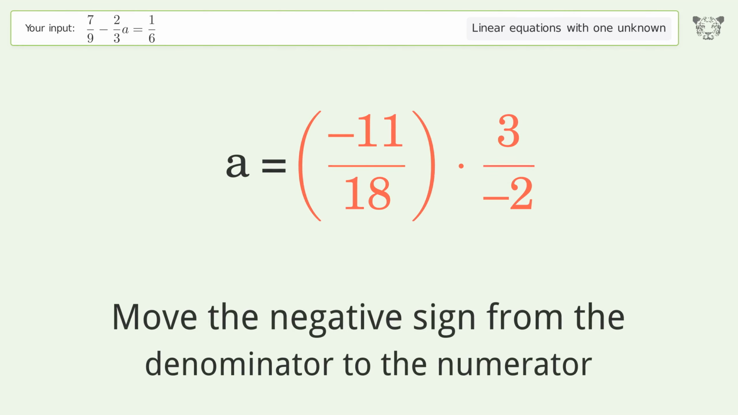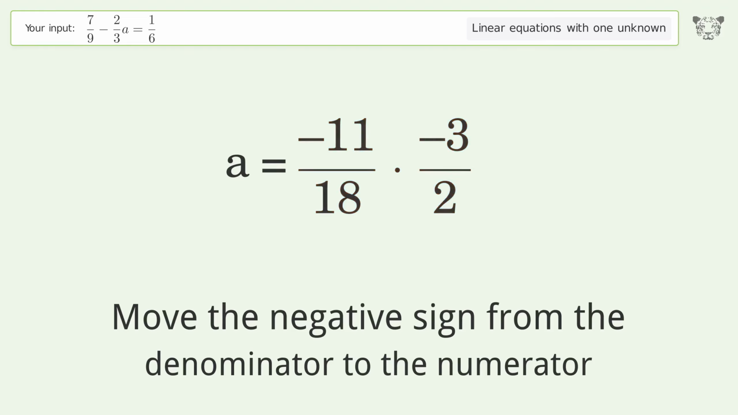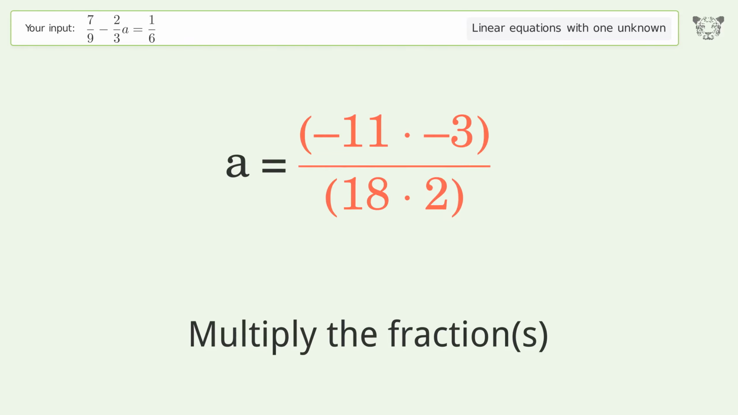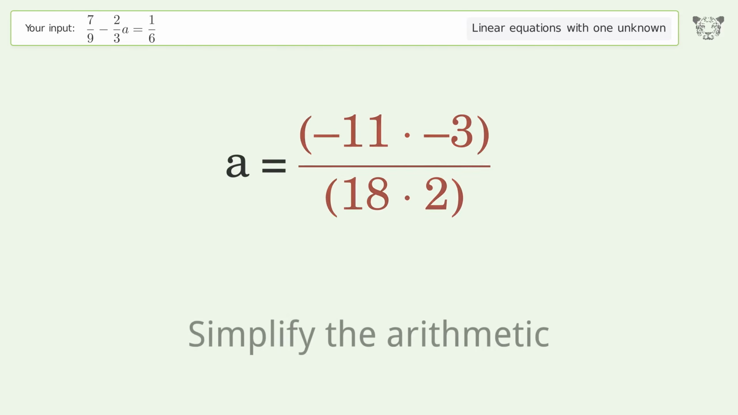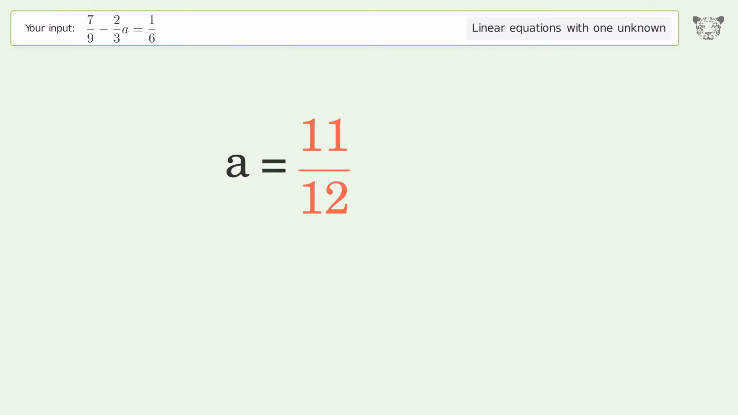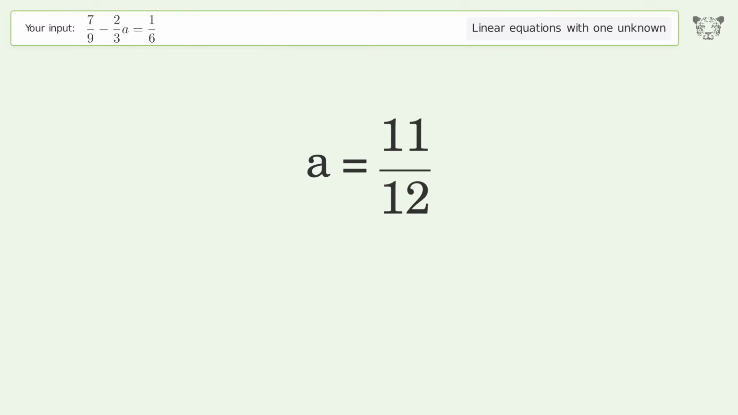Move the negative sign from the denominator to the numerator. Multiply the fractions. Simplify the arithmetic. And so the final result is a equals 11 over 12.